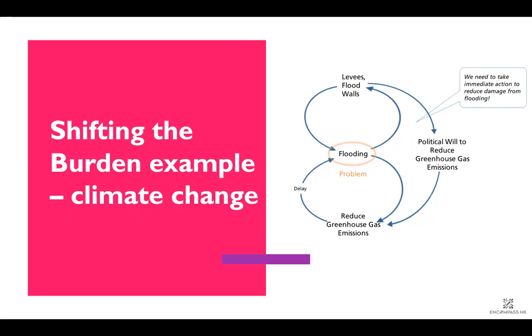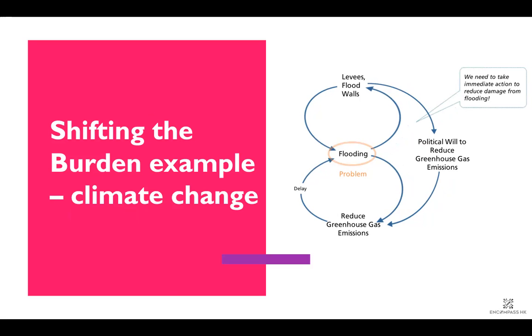Another example, my favorite example, is climate change. Let's say we are facing a lot of climate change problems now. Look at Texas, there's a big snowstorm and all that. Let's say there's flooding, so you build more flood walls. It solves the problem, a quick fix. However, if you do that, then there's less political will to reduce greenhouse gas emissions. And if there's less political will, then the final problem is that greenhouse gas emissions are not going down.